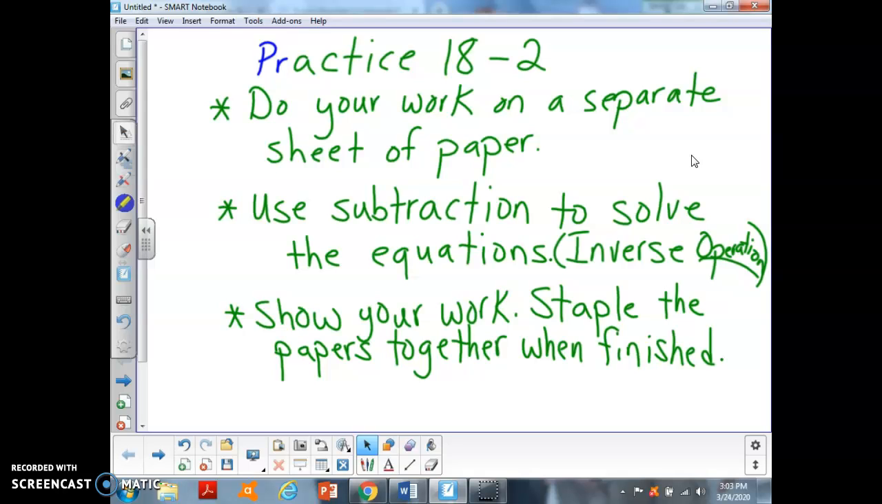We're going to do what's called an inverse operation, doing the opposite to get the answer. So if they have an addition, we're going to subtract to solve it. Show your work. I need to see that paper. Hopefully you have a stapler somewhere at home so you can staple the papers together when you are finished.